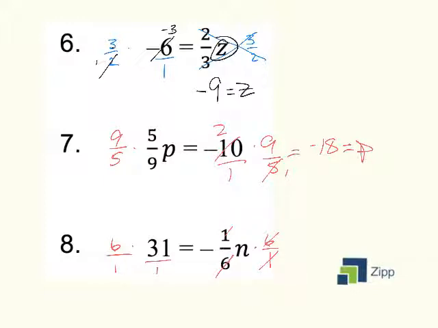So I'll have to go 6 times 31. 6 times 30 is 180, plus 6 more is 186. Use a calculator for that. That equals n, but be careful. I'm looking for negatives, and there was a negative here that I didn't multiply by. So I'm going to go back and put a -186 for n.